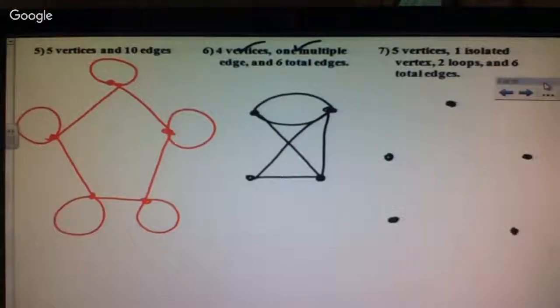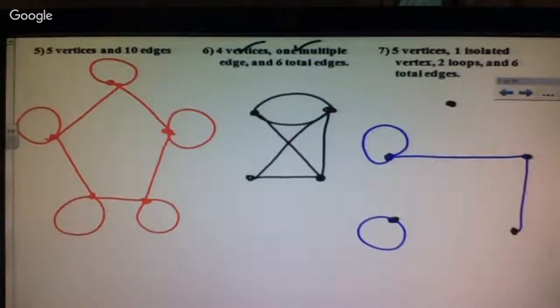2 loops. Pick any 2 dots you want. Give yourself 2 loops. You could have 2 loops coming out of the same dot. That's okay too. And we want 6 total edges. Each loop is 1 edge. So we already have 2. I need to add 4 more. 3, 4, 5, 6. I still have myself my isolated vertex at the top. I have 2 loops and 6 total edges.